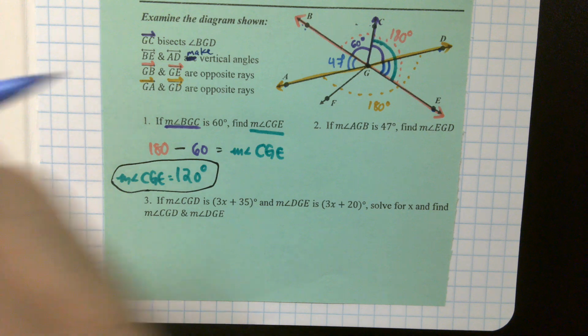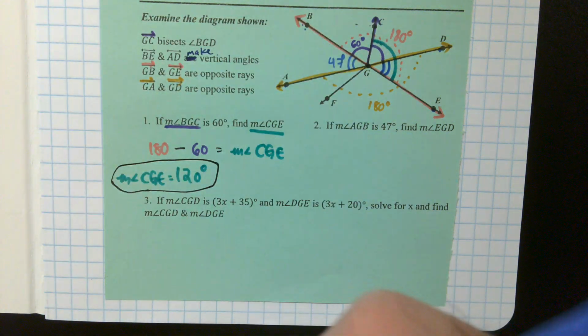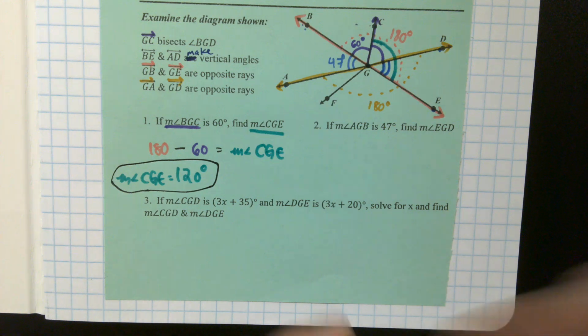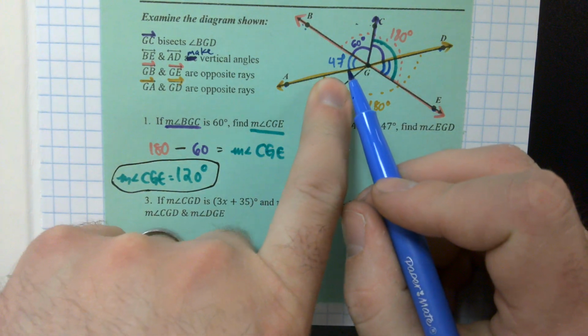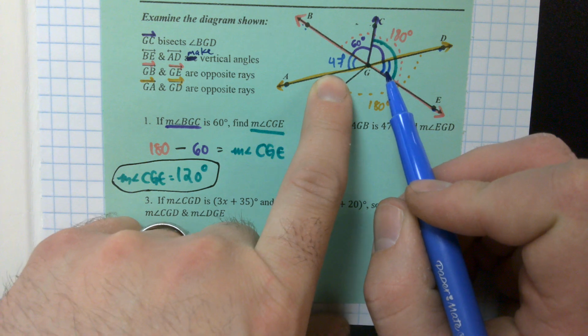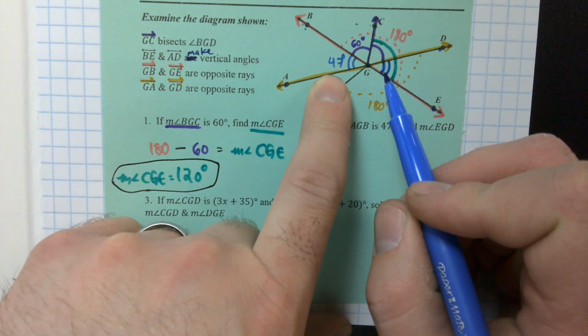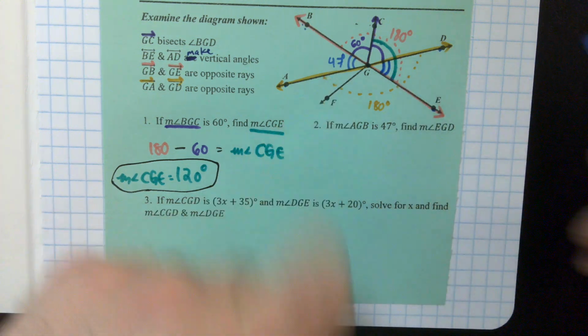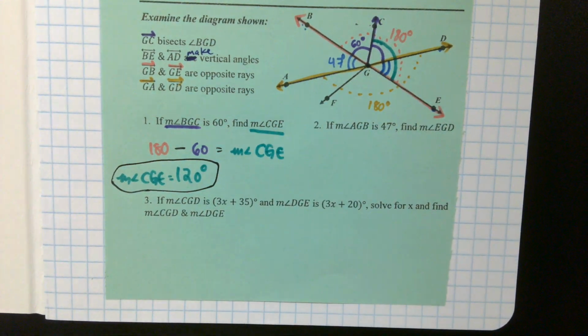Well, how can I set up an equation for this one? This one's a lot easier than number one, right? I know that this double blue is 47. I'm trying to find what this double blue is over here. What might I be able to do? Talk with your group. Take 60 seconds. How can I find out what that other angle is? Go.